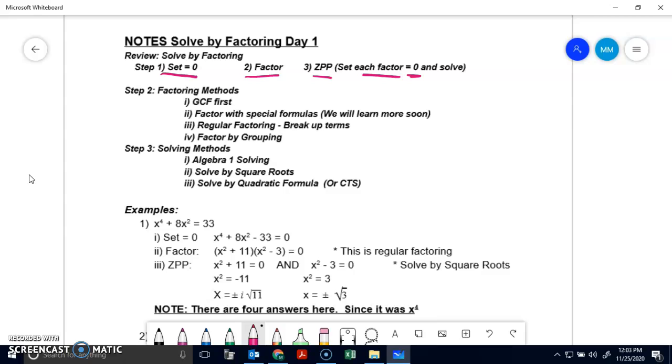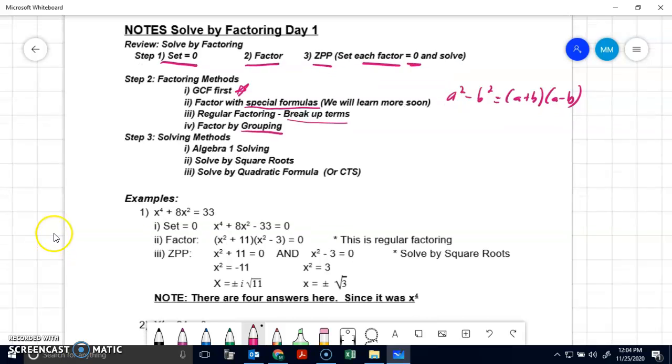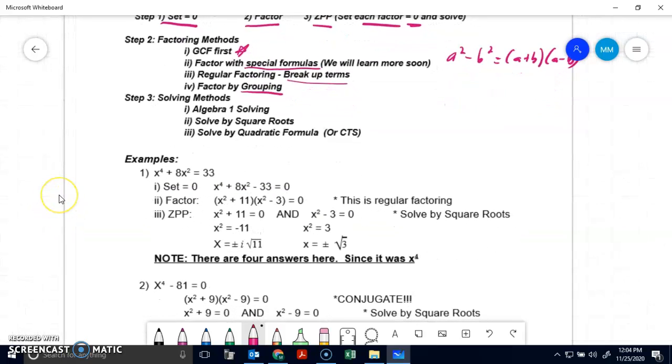There's different factoring methods. You might look for a GCF first. That'll come into play later this week. There are special formulas that we learned. The conjugate rule, a squared minus b squared, is a plus b, a minus b. We're going to learn some more special formulas this week. We also have regular factoring, and that's just breaking it up into terms. We'll see that today. And then a new one called factor by grouping we'll learn, I think, next week, when we finally get to that.